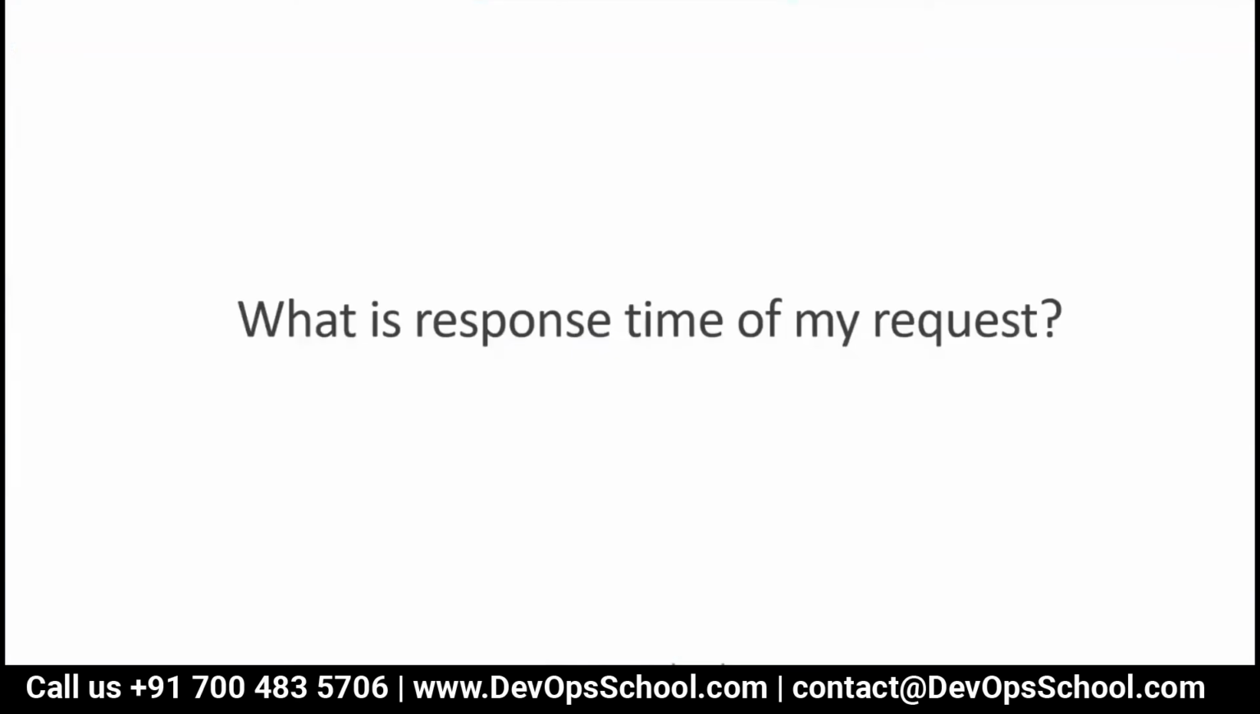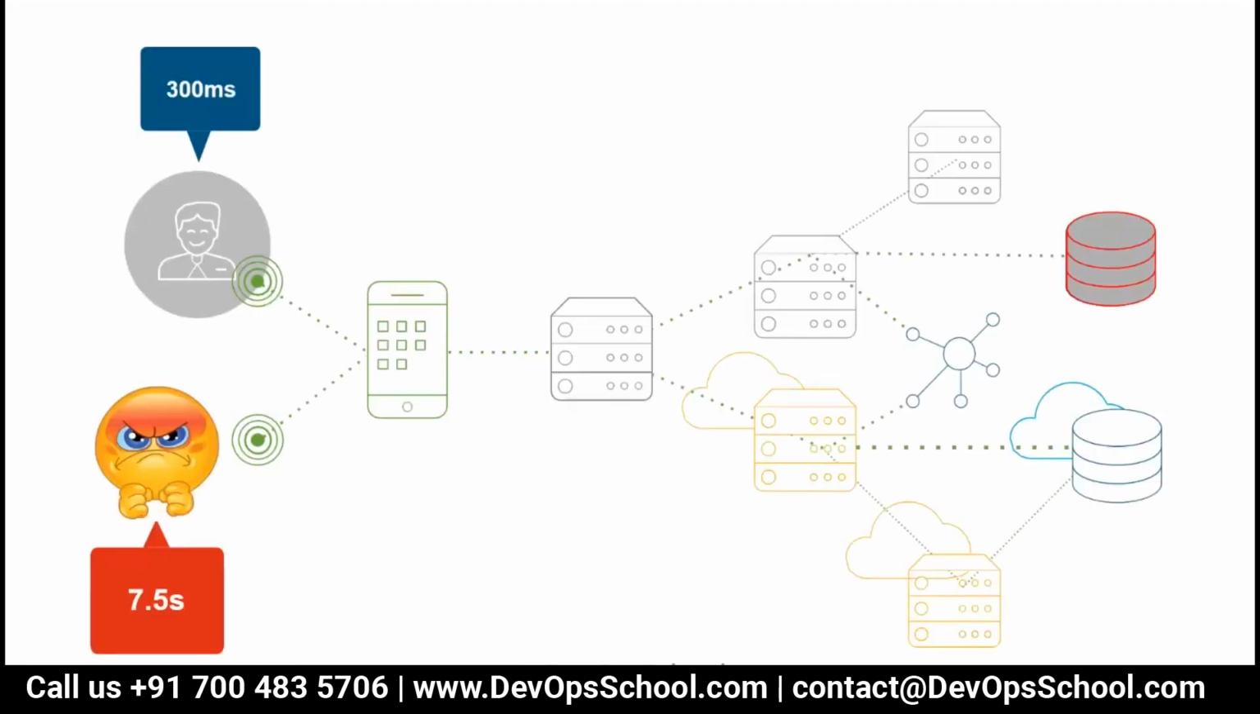Now the question is, what is your response time for your application? You must be managing some application in production, right? Have you measured that response time? Response time of one user, of thousands of users, of users from the USA, from India, of users using Chrome, Firefox, Windows, Linux, mobile. Is your response time 300 milliseconds or 7.5 seconds for the same application?